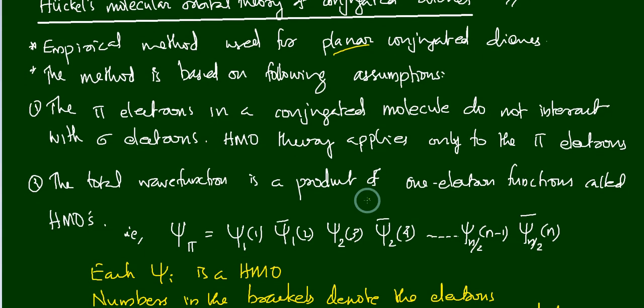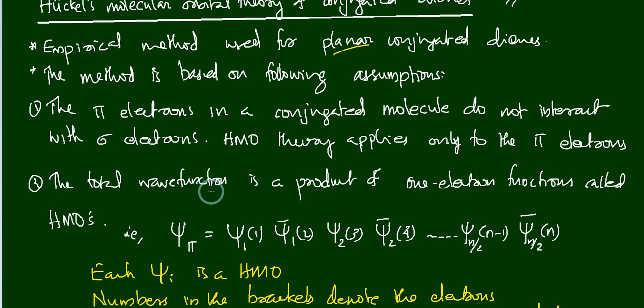The pi electrons in a conjugated molecule do not interact with the sigma electrons, because in a molecule you can see not only the pi electrons but the sigma electrons as well. But there is no interaction between the pi electrons and sigma electrons in the molecule. And this Hückel molecular orbital theory applies only to the pi electrons, not to the sigma electrons. That is the first assumption: Hückel's theory applies only to the pi electrons, and these pi electrons are not affected by the sigma electrons.